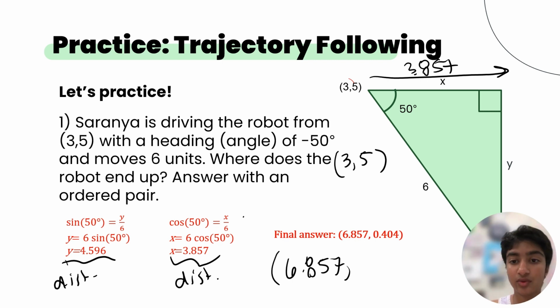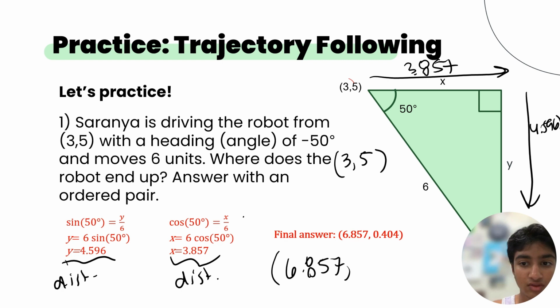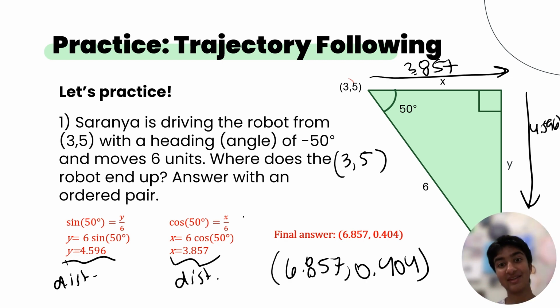And then we also moved down from 5, 4.596 units. So then that would be 5 minus, that would be 0.404. And that's the correct answer, actually. Sorry, that was my mistake. I forgot that we started from 3, 5. So just always remember also from where you're starting at.